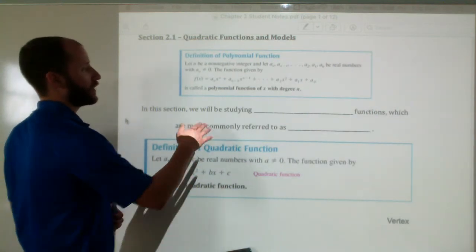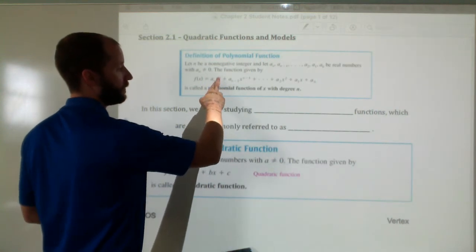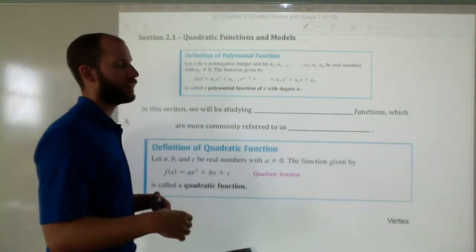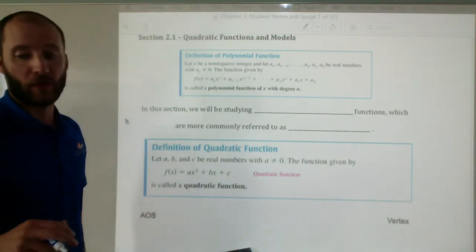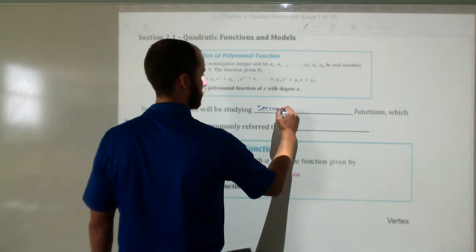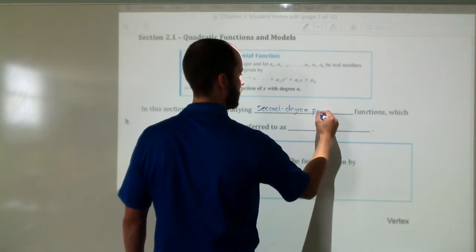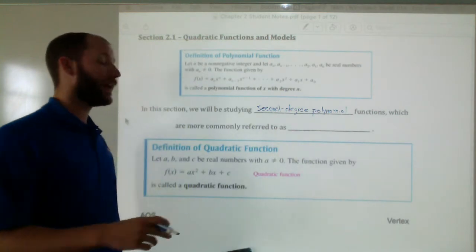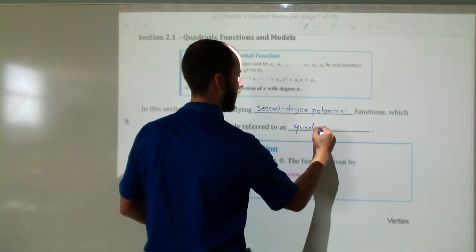So again, a polynomial function, you have a coefficient, you have your variable. Your next coefficient, your variable, your next coefficient, your variable, all the way down, the last term you see would be a constant value. So in this section, we're looking specifically at second degree polynomial functions, which you're going to commonly hear, those are quadratics.